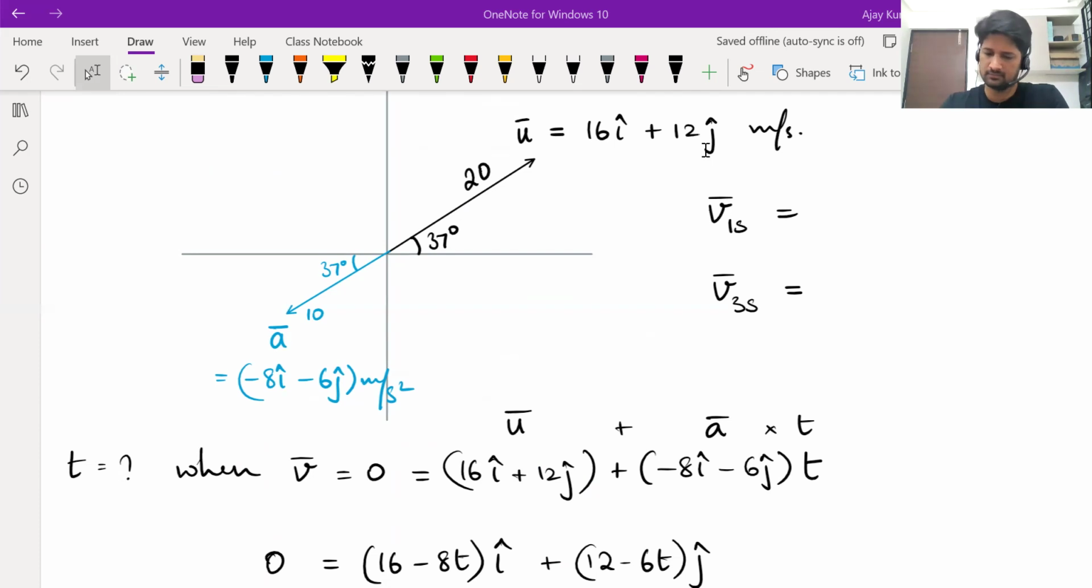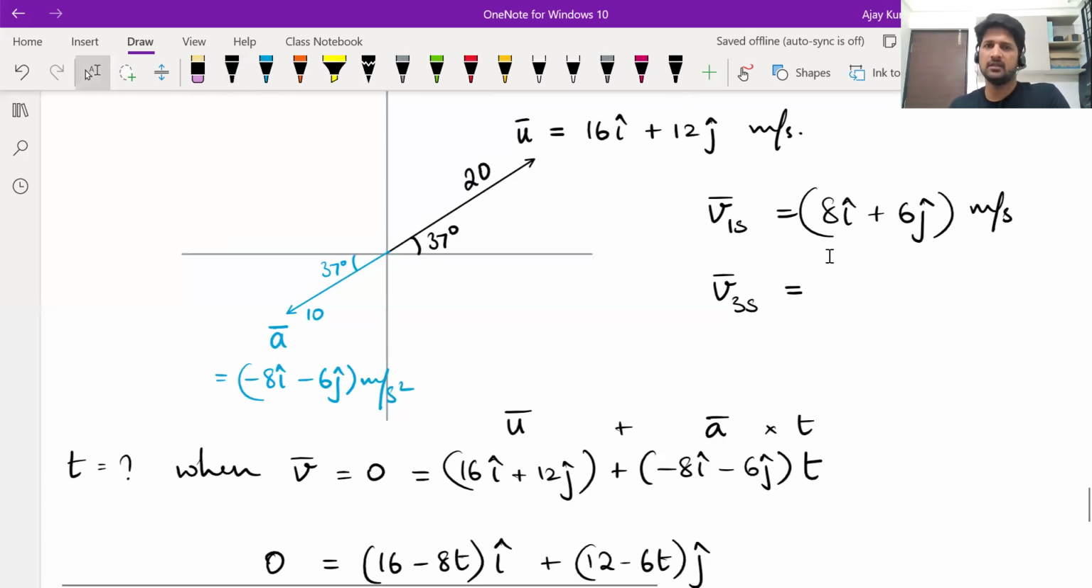Aishwarya, velocity at 1 second. Okay, your answers are correct only. Anyway, if you just substitute t as 1, you will see that the velocity at 1 second is 8 i cap plus 6 j cap meters per second. Let us check if this velocity at 1 second is in the same direction as initial velocity or not.